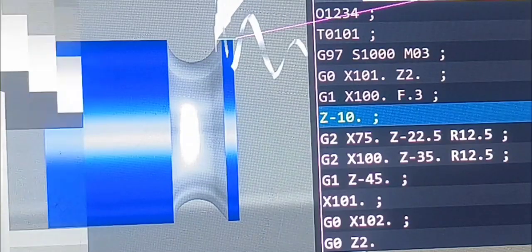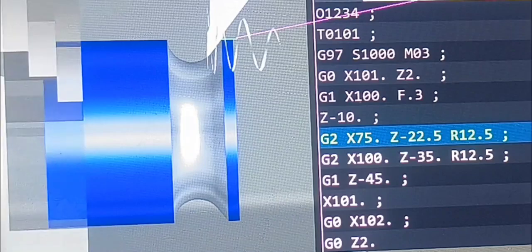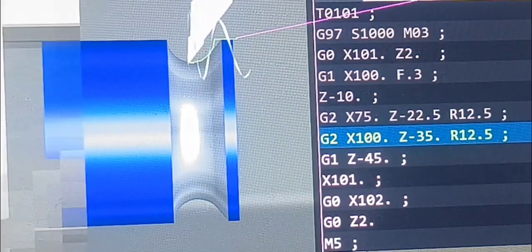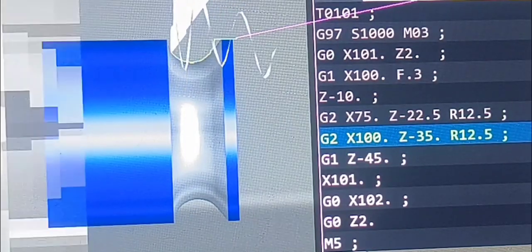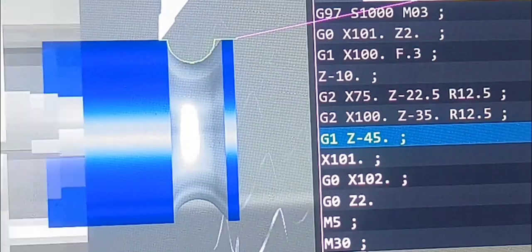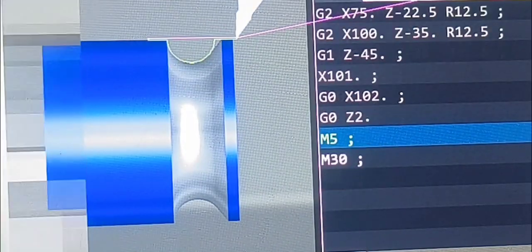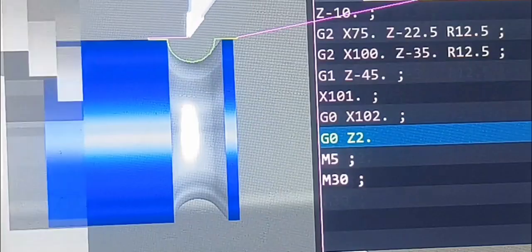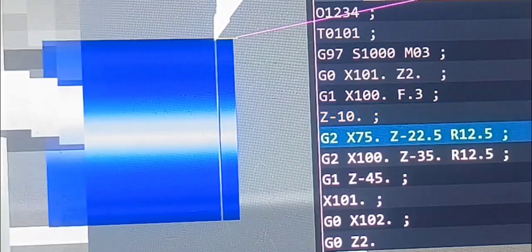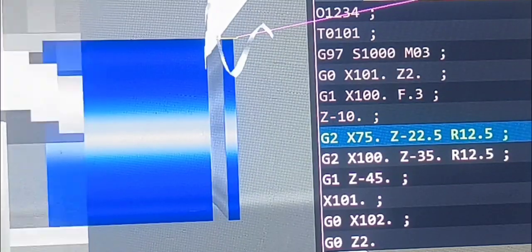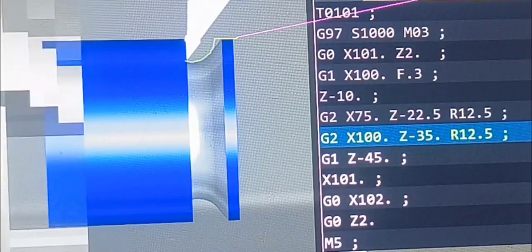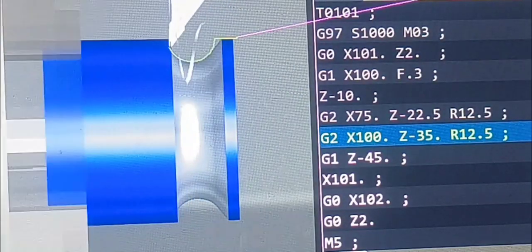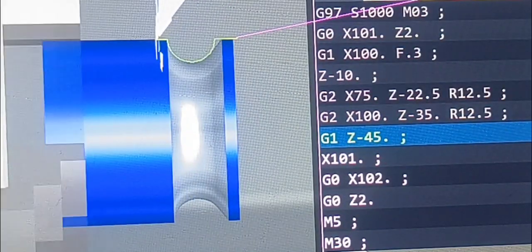The next line is G1 Z45. After the bending is completed, the cutting continues straight to the depth Z-45 mm. When the cutting is completed, the tool must be safely retracted. So, G0 X102. The tool is retracted to the side at a speed to clear the workpiece. Then, G0 Z2.0 is used to safely retract the tool to a distance of Z2.0 millimeters from the workpiece.